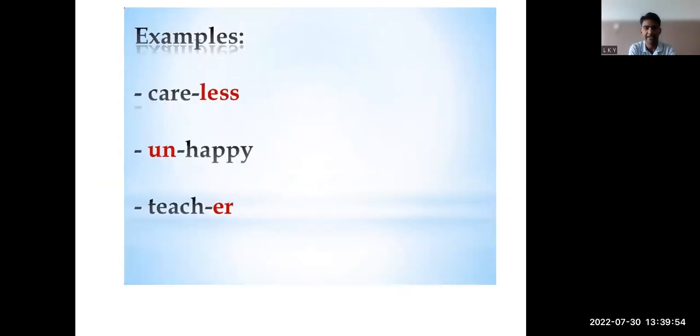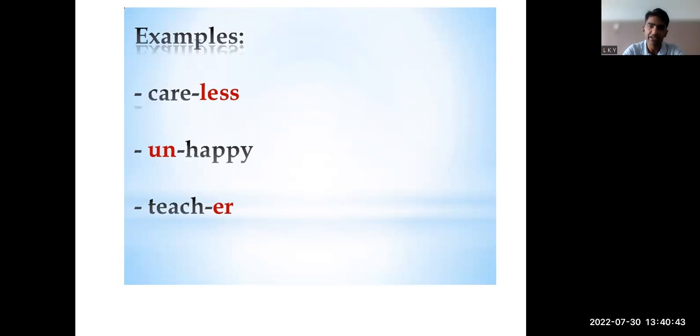Let me go further. For example: careless, unhappy, teacher. What is this? If I talk about less, this is a morpheme, and it is changing the meaning of care. When somebody says care and when somebody says careless, it becomes the opposite. Unhappy is also changing the meaning of happy. Teach means to teach, and when we say teacher, it becomes a common noun, and teach is a verb.